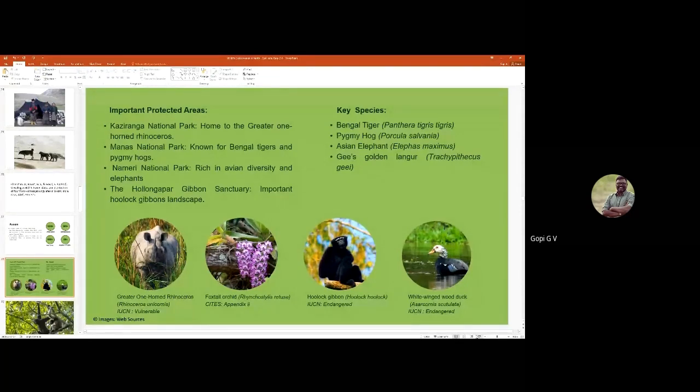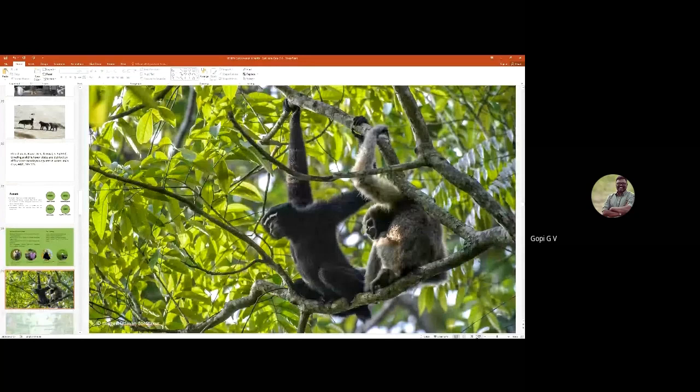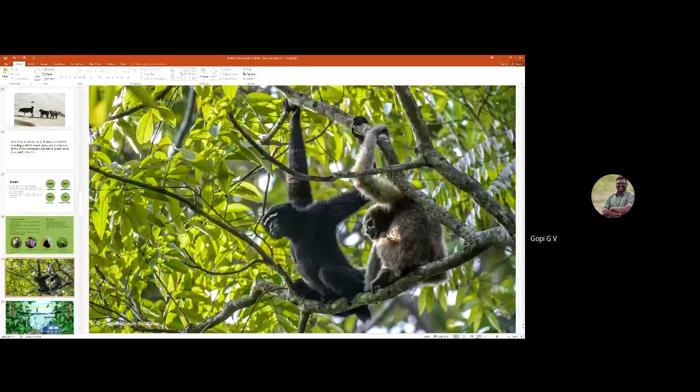You have swamp deer, hog deer, you have barking deer. So you have plenty of diversity of prey species. You have the one-horned rhinoceros, a flagship species of Kaziranga for the state. You have hoolock gibbons and the state bird, the white-winged wood duck. The hoolock gibbons are the only ape species that we have in the country. There is no other ape species. We have other apes like orangutans and chimpanzees elsewhere, but we do not have them here. The only ape that we have is the hoolock gibbon.